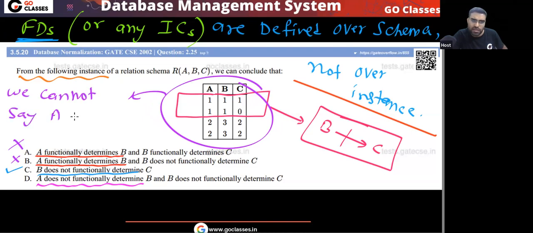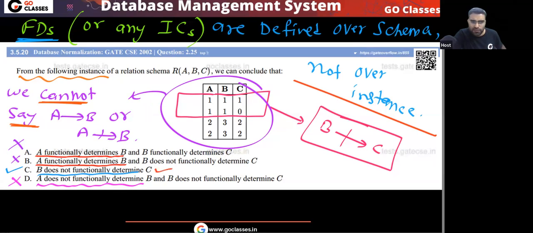We cannot say A determines B or A does not determine B. So this is what we cannot say. So this is gone. So the answer will be option C. Is this clear? Please tell me.